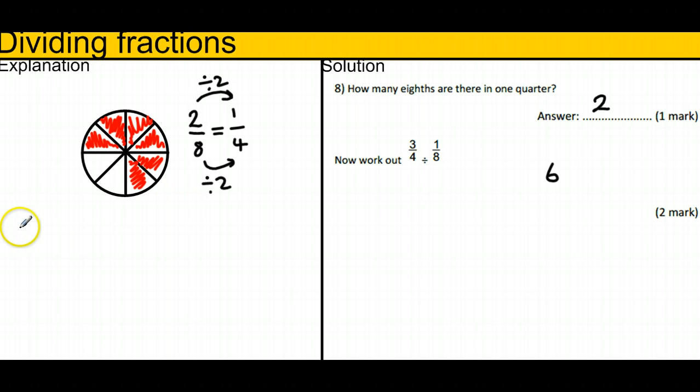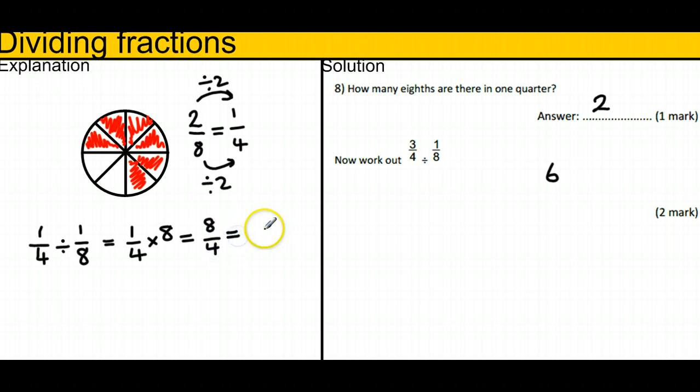It's worth looking at this more long term though, because to divide fractions there is also a method you can use. So for the first part, how many eighths are there in 1/4, that's the same as doing a quarter divided by an eighth. Now to do that, dividing by an eighth is the same as timesing by 8. And if we do a quarter times 8, we end up with 8 quarters, and 8 quarters is 2. 4 goes into 8 twice.